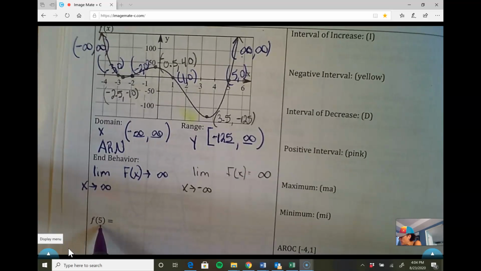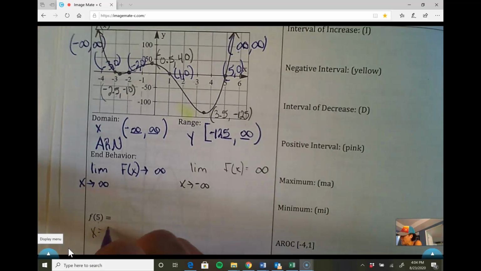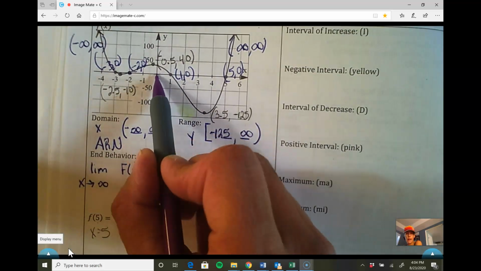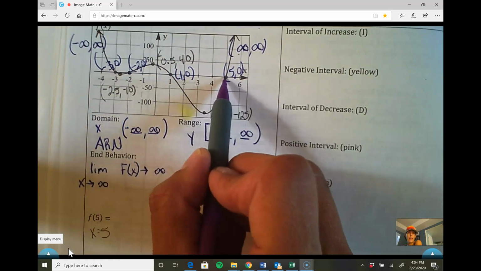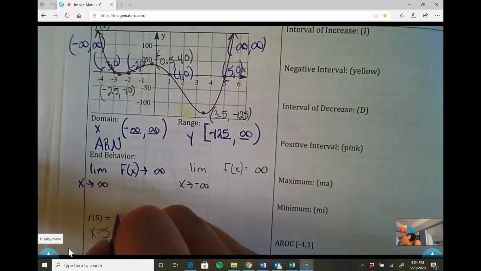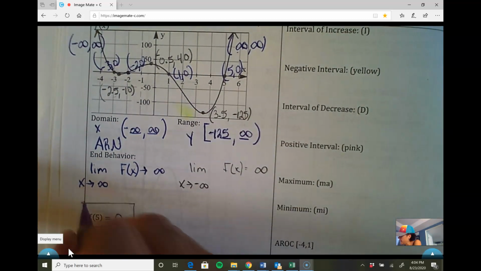All right, this is review. If x is 5, that's what this means. What is the y value? So I want to go to where x is 5. X is going left or going right. So I'm going to go right to 5. And when I get there, I'm actually on the graph. So I'm going to say my answer is 0.